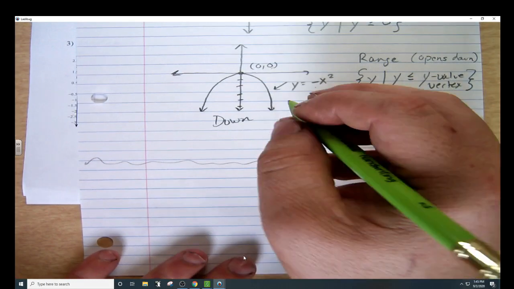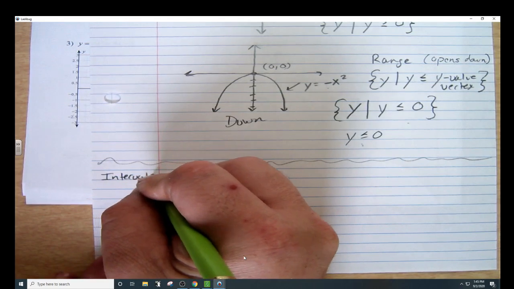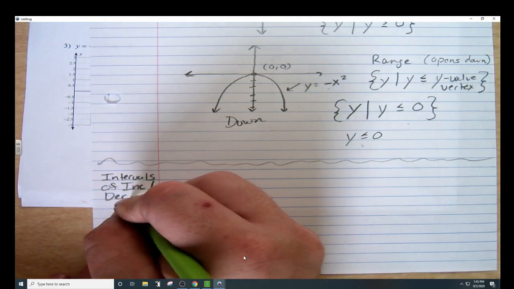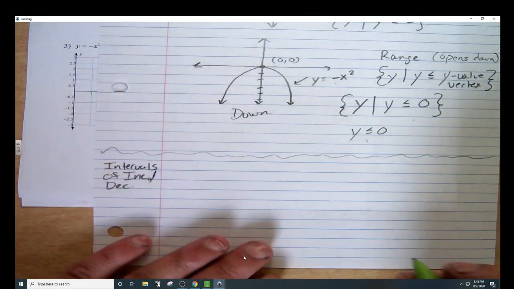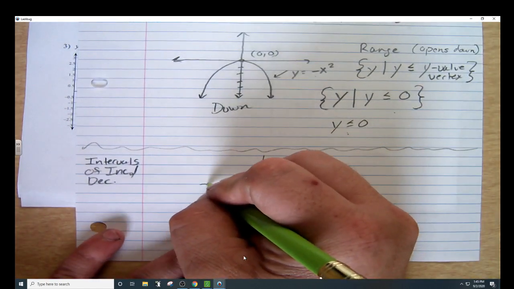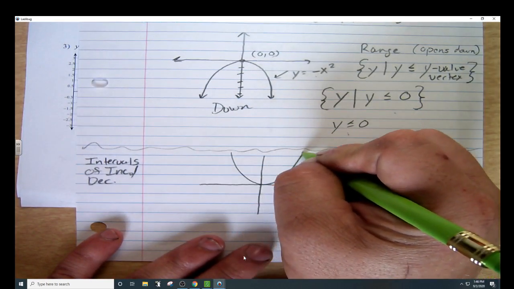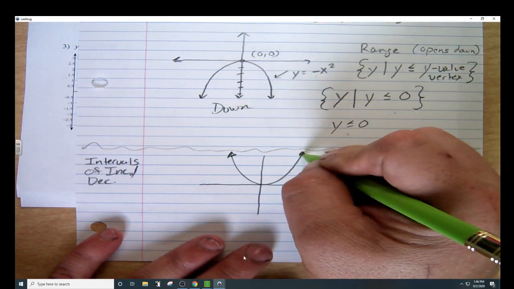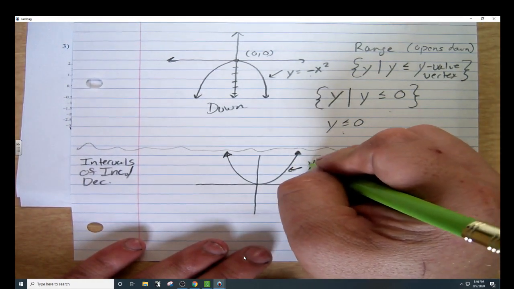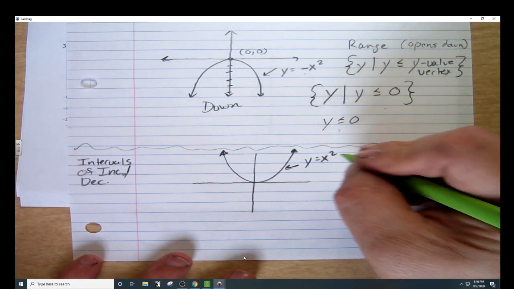Intervals of increasing and decreasing. Now, we'll go back to the parent function again. So we're going here, here. Now, parent function, guys, remember, the parent function is y equals x squared. Might be a test question. Very easy if you know what you're doing.